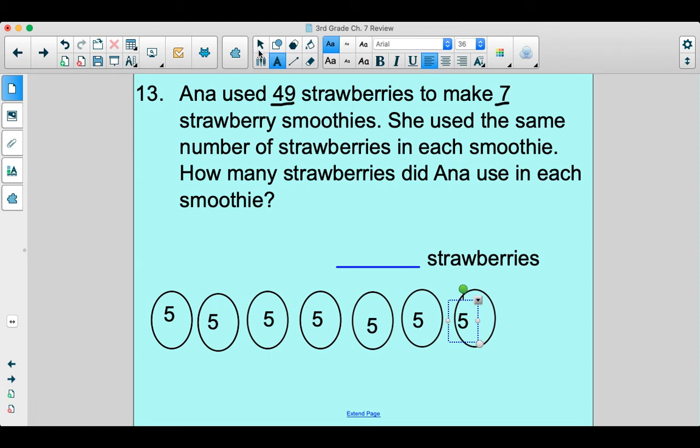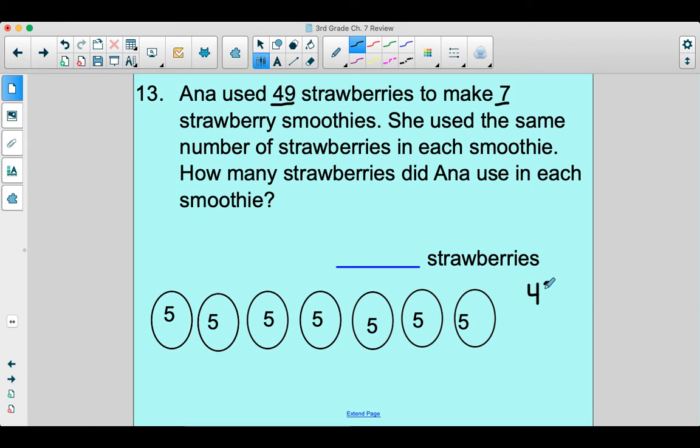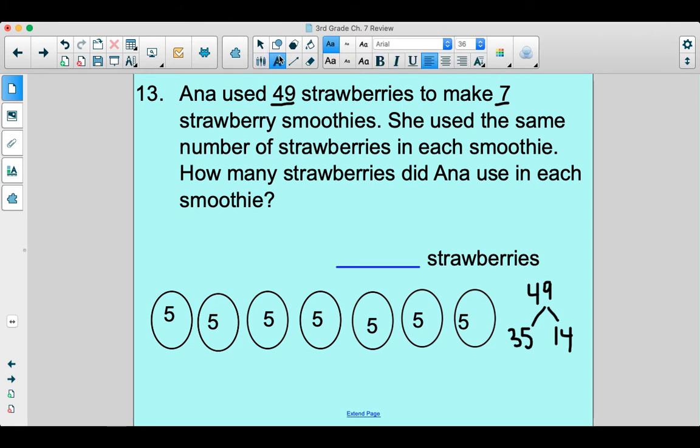Okay, so of the 49 strawberries, if we put 5 in each smoothie, we haven't used them all yet, right? We've only used 5, 10, 15, 20, 25, 30, 35. So we still have how many left to use? We still have 14 left. So now I know I can split my 14 into the 7 shakes. And you probably know 14 divided by 7 is 2. So we can put 2 more strawberries in each shake.